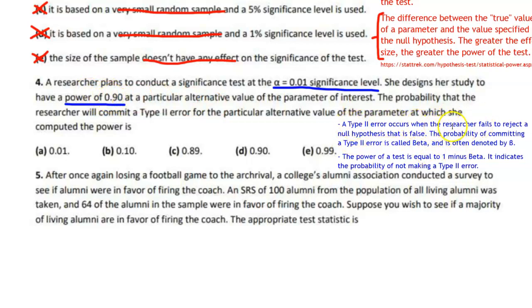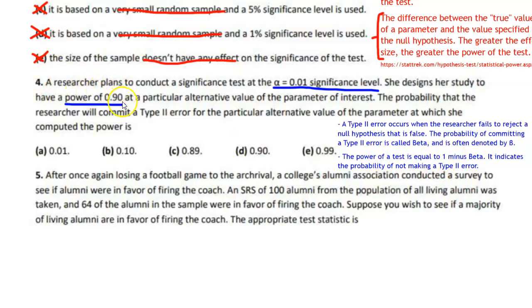A type 2 error occurs when the researcher fails to reject a null hypothesis that is false. We call this a false negative. The probability of committing a type 2 error is beta, this Greek letter. And the power of a test is equal to 1 minus beta. Okay? So again, the power is 1 minus beta.